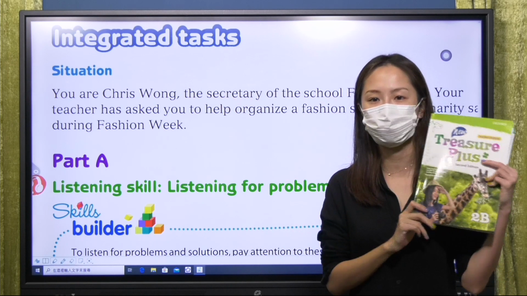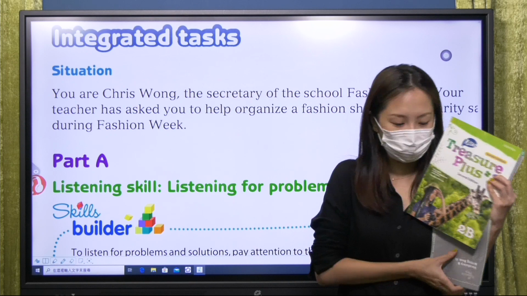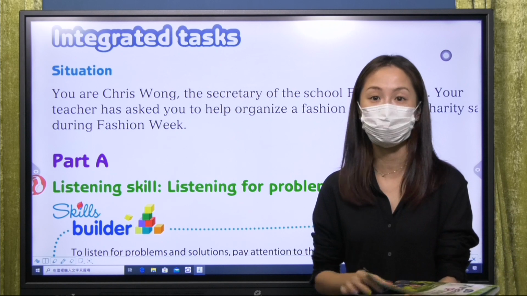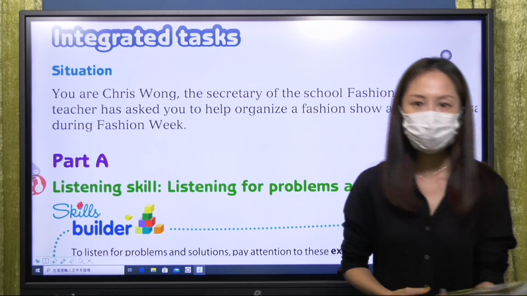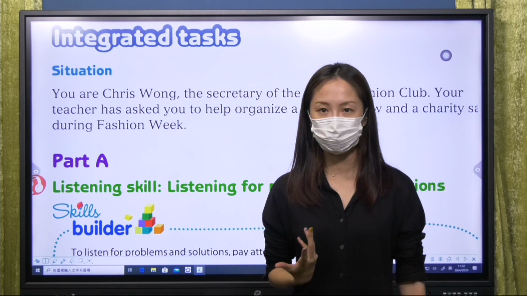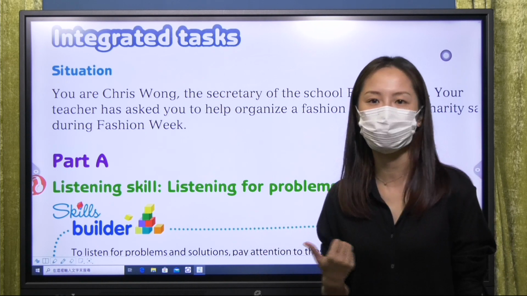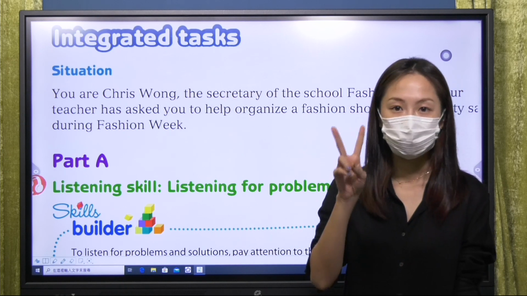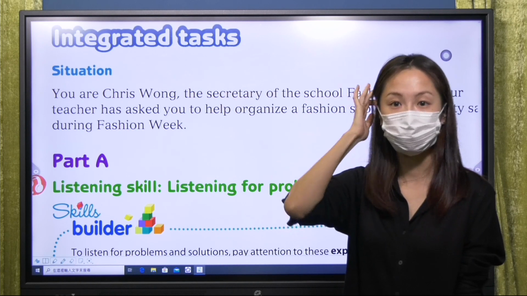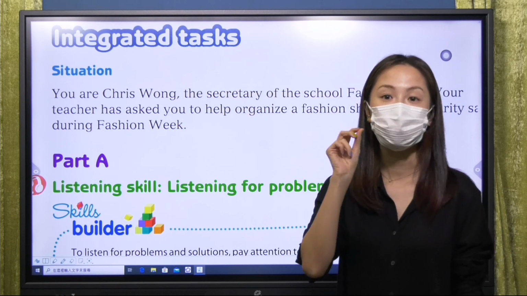So please take out your textbook, book 2B, okay, book 2B. Today we're going to do the listening task of Unit 6, page 48. I think you should all be familiar with the listening paper. Usually, how many parts are in your listening paper? There should be 2 parts, right? Part A is the listening task. You listen to the recording and then finish all the answers.